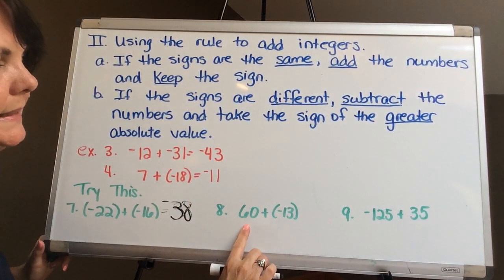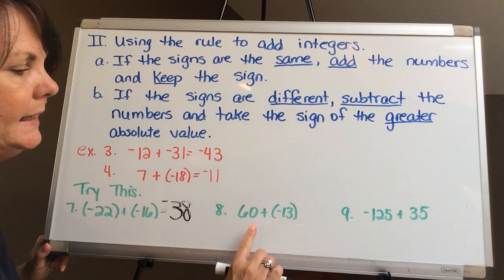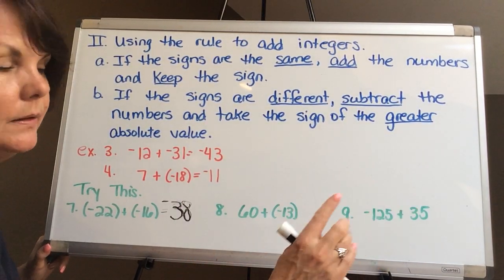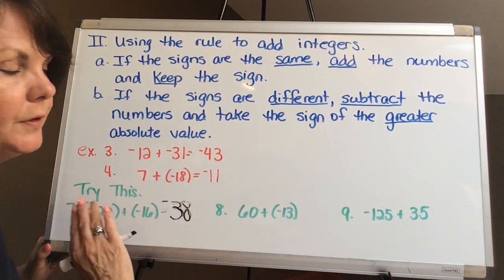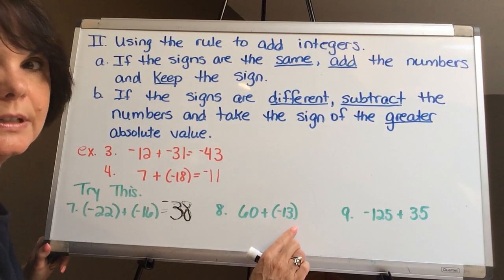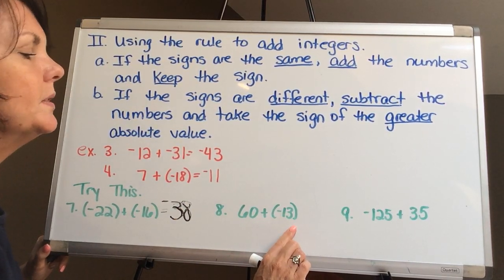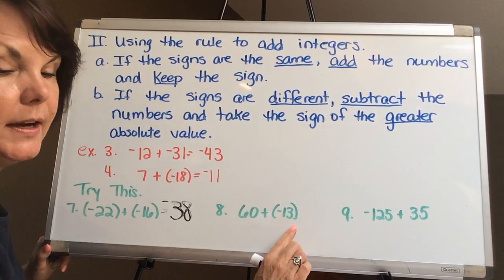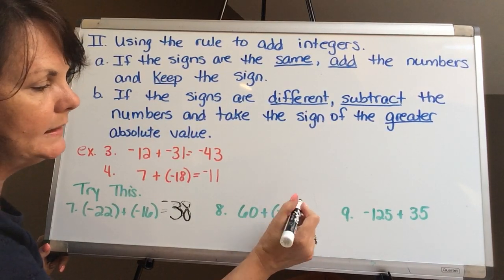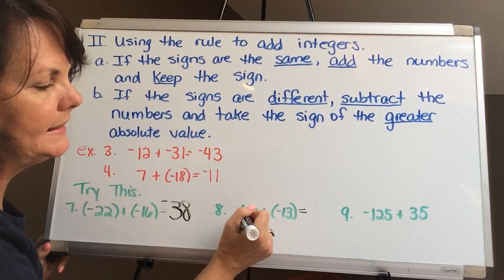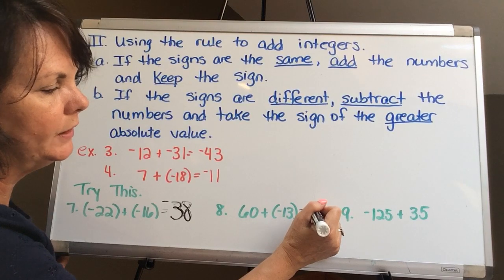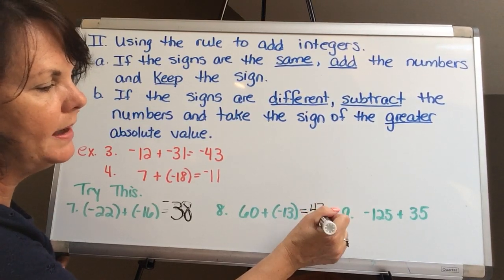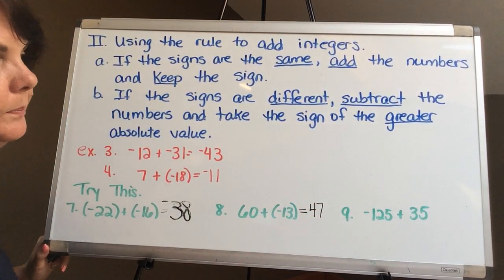Look at this one, 60 plus a -13. 60 units to the right of 0 and 13 units to the left. 60 yellow, 13 red. We have 0 pairs now. This is now subtraction. You're going to subtract them and take the sign of the larger absolute value. So this is going to give me a positive 47.